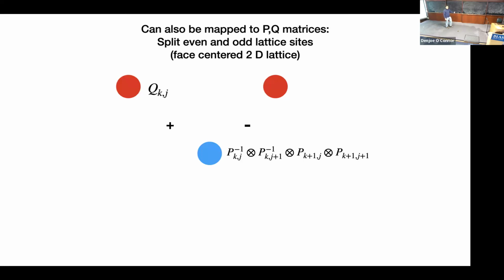I come from a different way of thinking about this. I come from QCD and stuff like that.